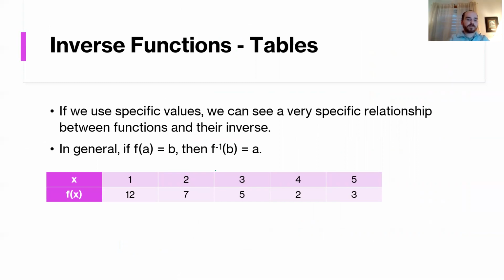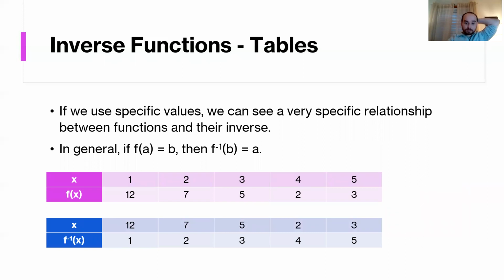So in this case, we have some function f of x that gives us 12 when x equals 1, 7 when x equals 2, 5 when x equals 3, 2 when x equals 4, and 3 when x equals 5. This isn't a real function. I mean, it might be a real function, but that part doesn't really matter. What does matter is this.